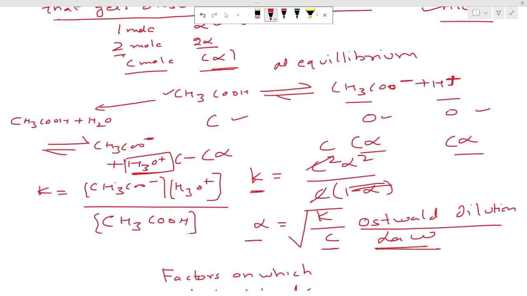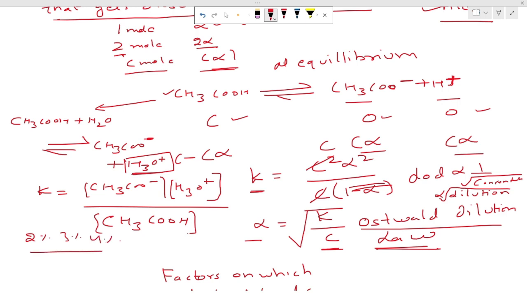So the degree of dissociation is inversely proportional to the square root of the concentration, and this is nothing but the Ostwald dilution law. This indicates that if we are increasing the dilution, then the degree of dissociation of the weak acid in the solution will increase. So we can write that the degree of dissociation is inversely proportional to the square root of concentration, and directly proportional to the square root of dilution. So if we increase the dilution of any solution, the degree of dissociation increases. Say earlier it was 2%, and if you increase the dilution, it will go to 3% or 4%. This is the meaning of the Ostwald dilution law, and we can derive it from the equation alpha is equal to the square root of K by C.